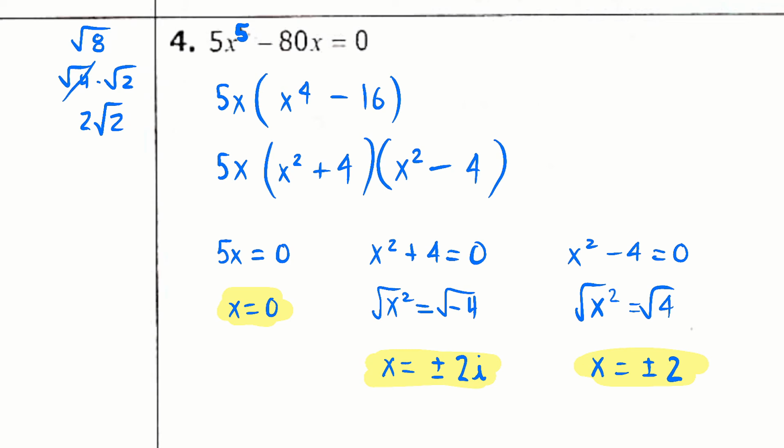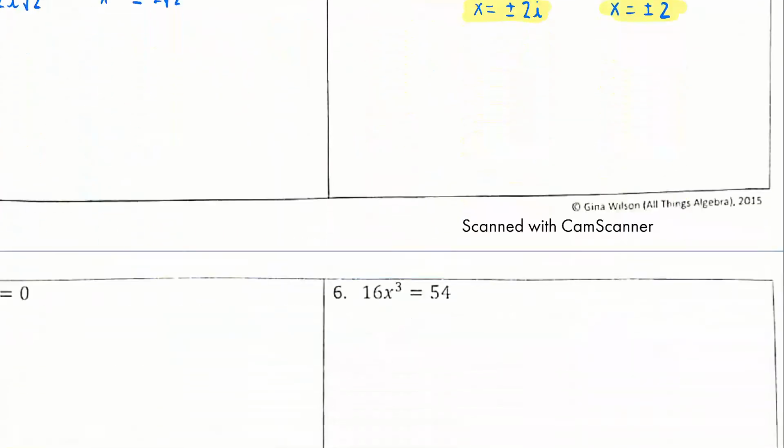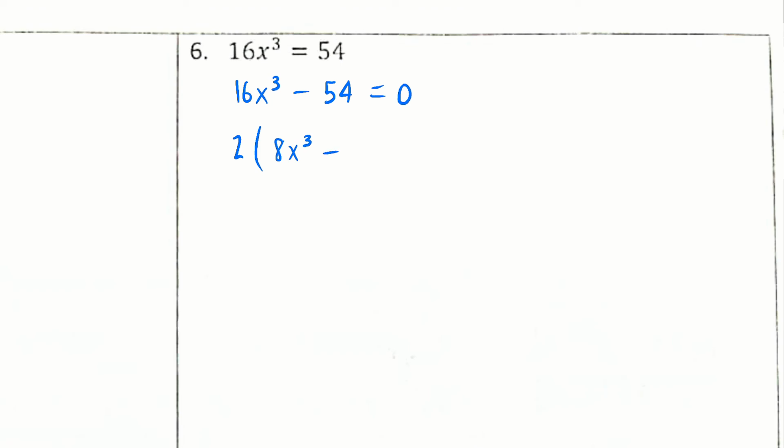Let's go over here to number 6. Number 5 and 6 are very similar. You need to get these on the same side. So I'm going to do that by taking 54 and subtracting it. Believe it or not, 16 and 54 will reduce by the number 2. That's the biggest number that goes into both of those two. And here's what it leaves me with. 8x cubed minus 27.